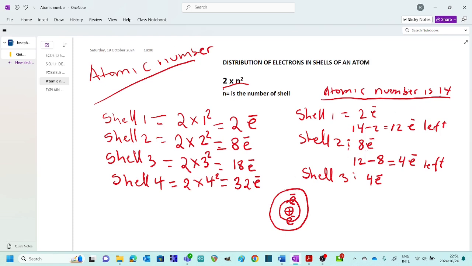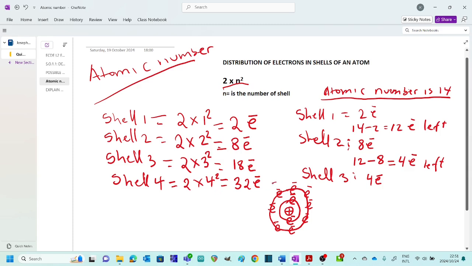We are solving this problem with 14 electrons. So out of the 14, after the 2 we have 12 left, and from the formula shell 2 is going to take 8 electrons. So from the 12 we remove 8 for shell 2. So we count 1, 2, 3, 4, 5, 6, 7, and 8. So we assign 8 to shell 2.